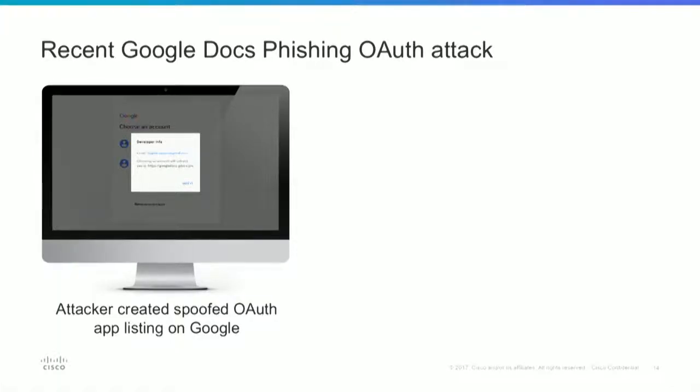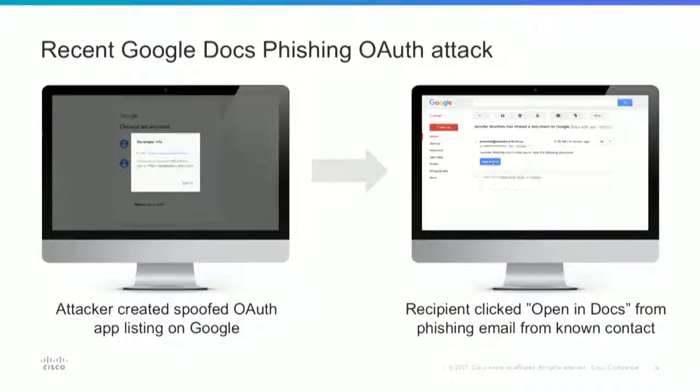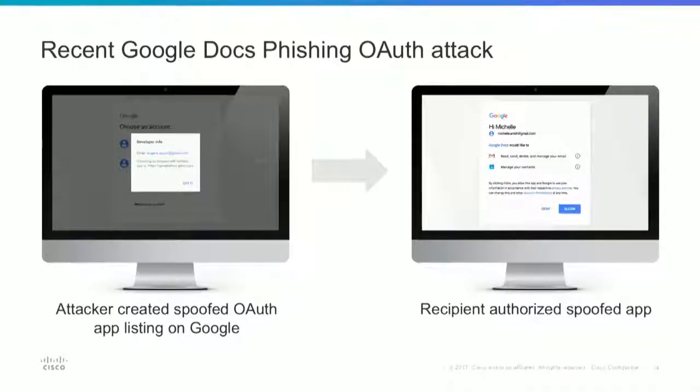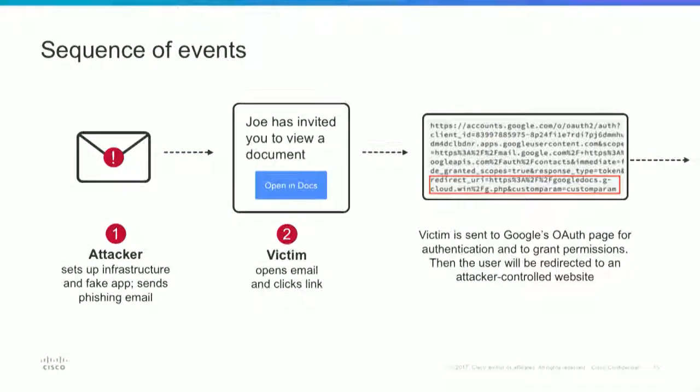So what the attacks look like, and this happened with Google Docs, is where the attacker created a spoofed OAuth app listing on Google in the App Store there, on Google Play. The recipient clicked the open docs from the phishing email from a known contact. This is classic social engineering. Then what happened is there was a spoofed app which was authorized with the corporate credentials. And if we look at what the Google Docs app wanted to do, it wanted to manage your contacts, read, send, delete, and manage your email as well.